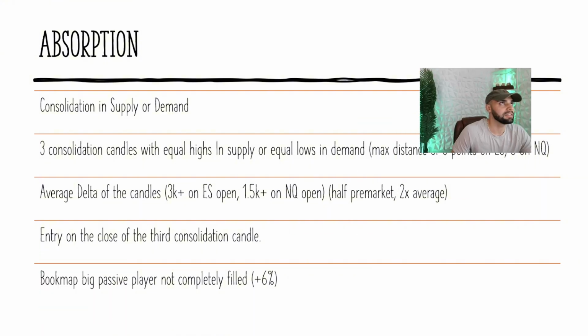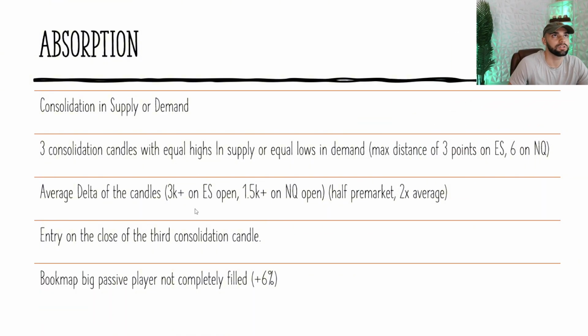This one's very, very easy to actually identify because we're going to use a footprint chart. You can use Bookmap, whatever you want. But what we're looking for is 3 candles of consolidation, right? Equal highs in supply or equal lows in demand. And the distance between these equal highs or lows, 3 points in ES, 6 points in NQ, give or take, right? And the average delta of these candles has to be 3,000 plus.